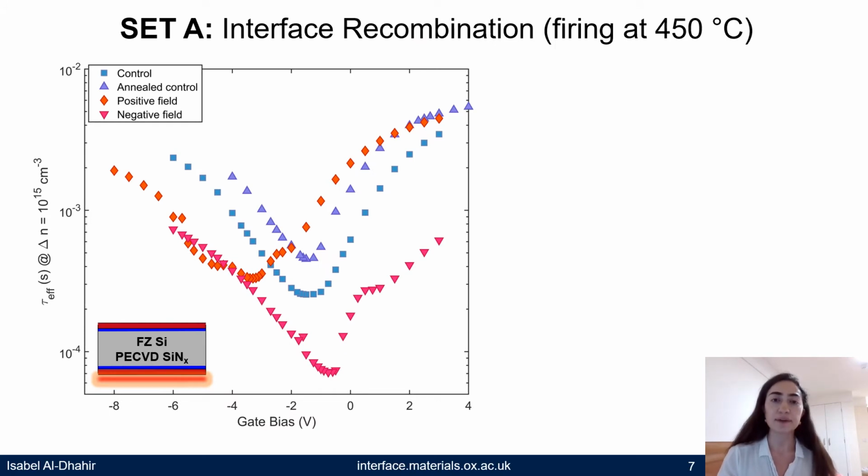For set A, we determined the effective lifetime as a function of gate bias for different types of process specimens. Here, the minimum point on the y-axis is a strong indicator as to how good the chemical passivation is for each type of specimen. And we can quantify the chemical passivation and the interface properties by modeling these curves using Shockley-Read-Hall statistics.